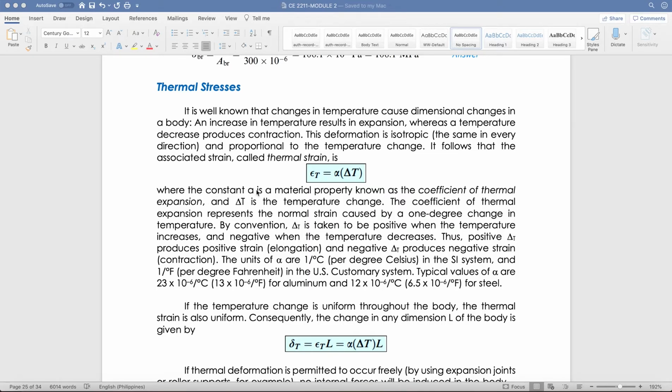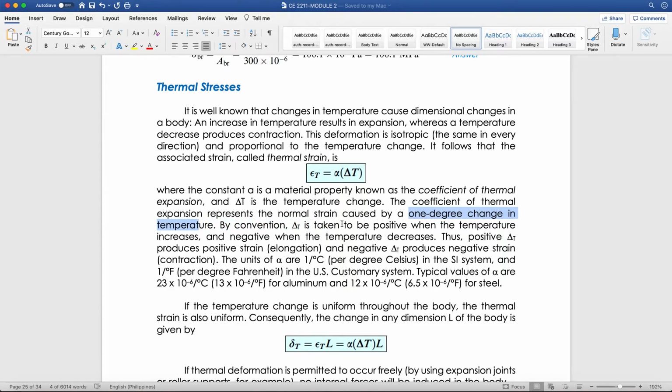Where the constant is a material property known as the coefficient of thermal expansion. That is alpha. And delta T is the temperature change. The coefficient of thermal expansion represents the normal strain caused by 1 degree change in temperature. I repeat, thermal expansion represents the normal strain caused by 1 degree change in temperature.